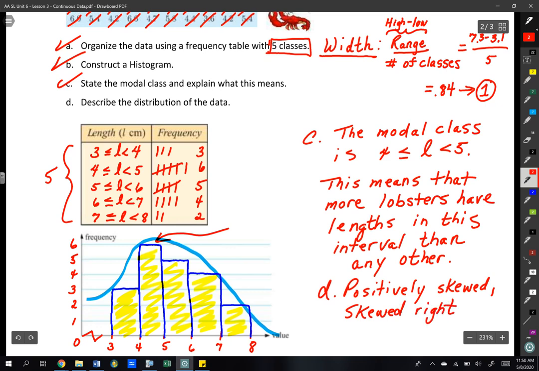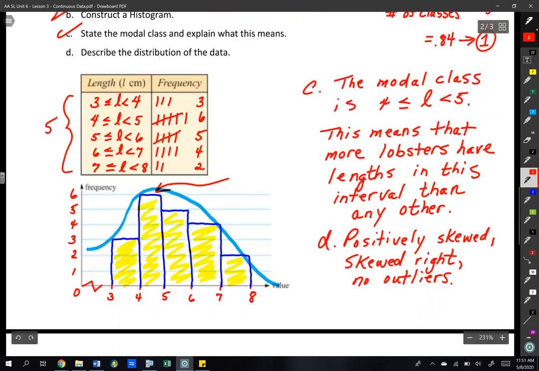And the question is, including when you're describing the distribution, are there outliers or not? Since all the bars are touching, we don't have anything separated from our histogram. We have no outliers. All right, that is it for that problem.